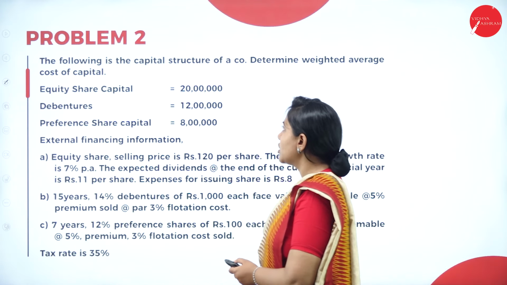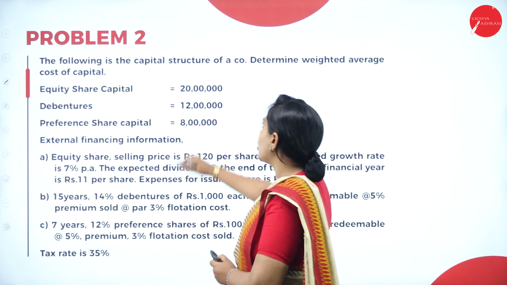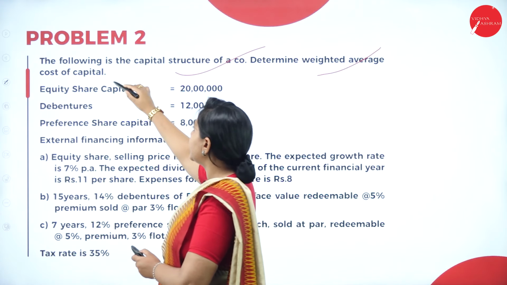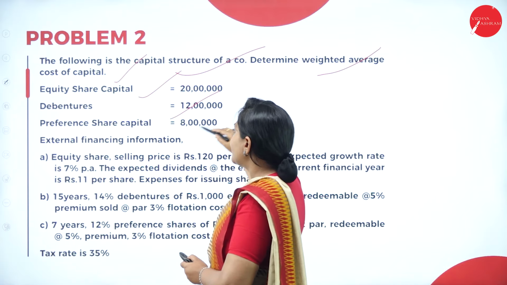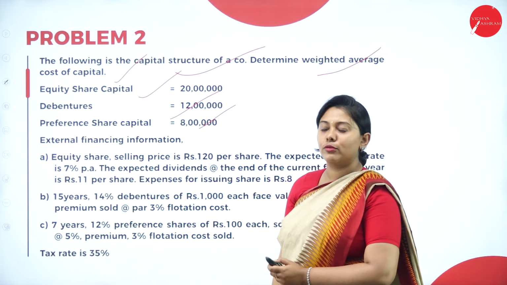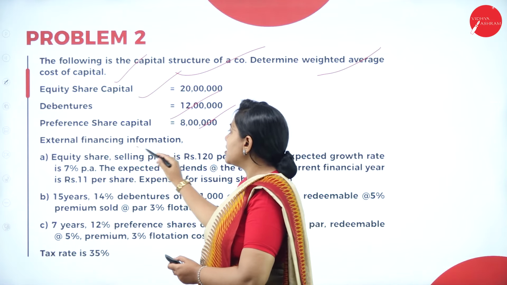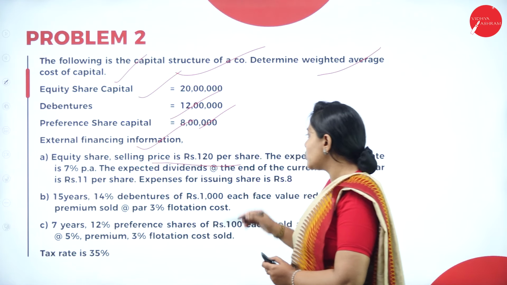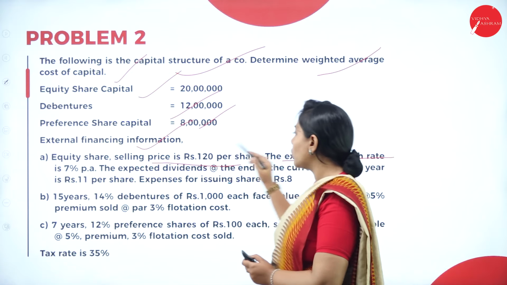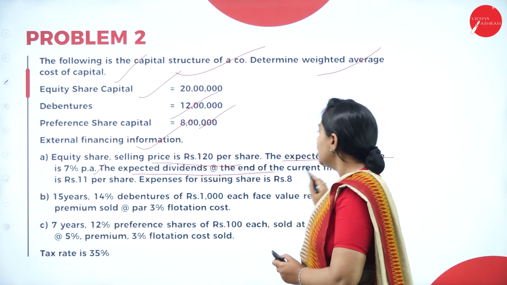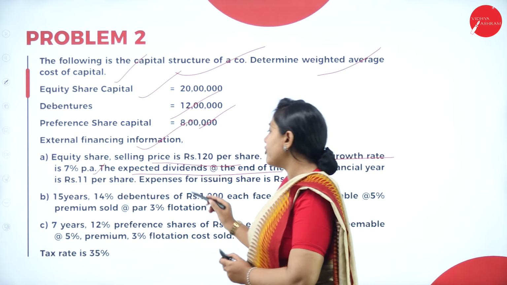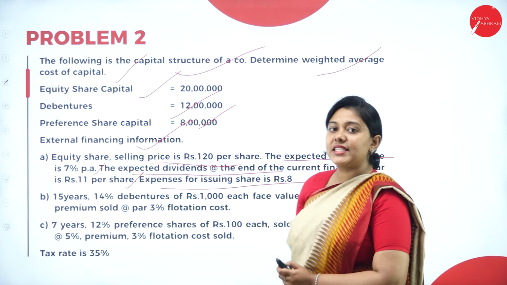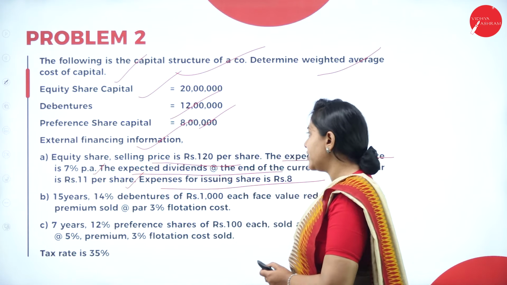Next problem. Problem number 2. The following is the capital structure of a company. Determine weighted average cost of capital: equity shares, debenture, preference shares. Following information is given. So, external financing information. Equity shares, selling price is 120 per share. The expected growth rate is 7%. The dividend is 11 per share. Expenses of issuing is rupees 8. So, let's calculate that.